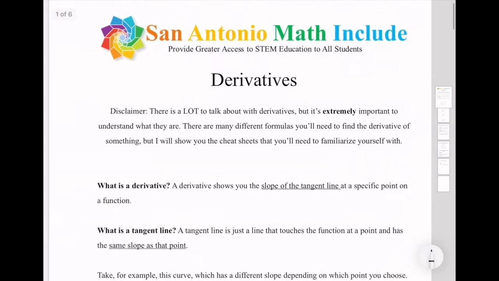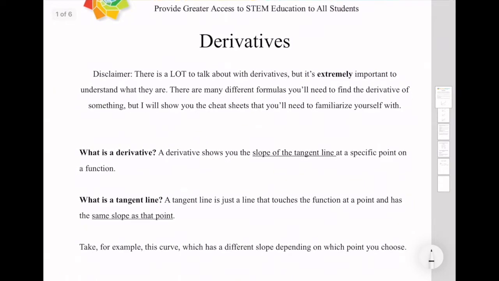A derivative just shows you the slope of the tangent line at a specific point on a function. So then what is a tangent line? A tangent line is literally just a line that touches a function at some point, and it has the same slope as that point. So a tangent line touches a function at some point, and at that point it has the same slope as that one point.